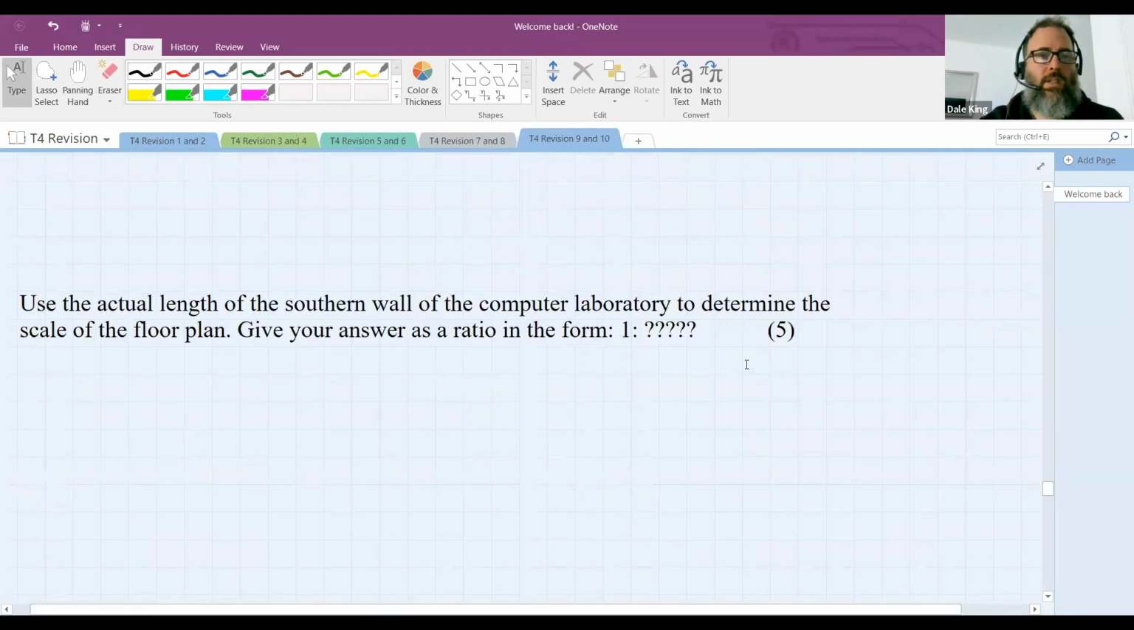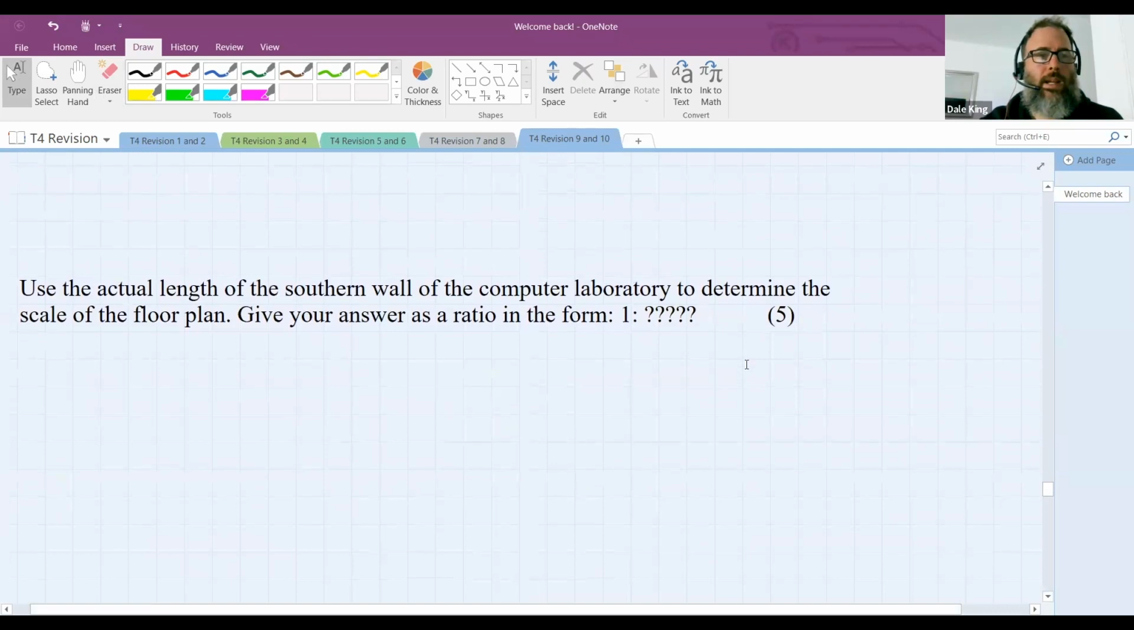All right, next question, let's see. Oh, I like this one. Use the actual length of the southern wall of the computer lab to determine the scale of the floor plan. Give your answer as a ratio in the form 1 is to something, something, something. So we have to develop the scale, the ratio scale for this plan.